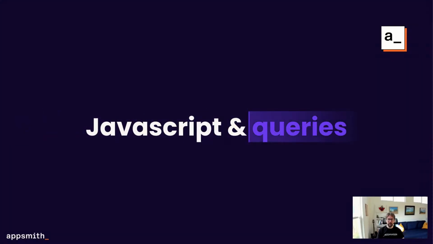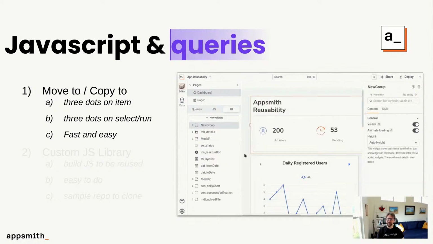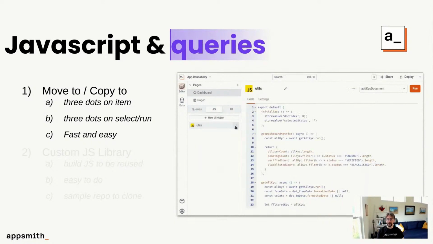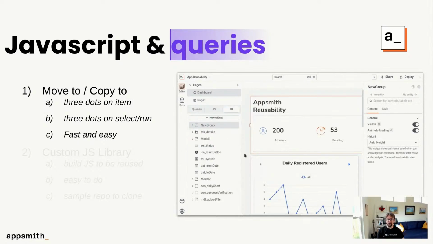Now, this may be a place where people are not familiar with a few little simple options that can make your life a lot easier. One of the first things that you'll see, if you take a look at any of your JavaScript or queries that are listed, is a 3-dot menu. When you click on this, you'll see that you have the ability to copy or even move this particular item, whether it's JavaScript or a query, to a completely different page.